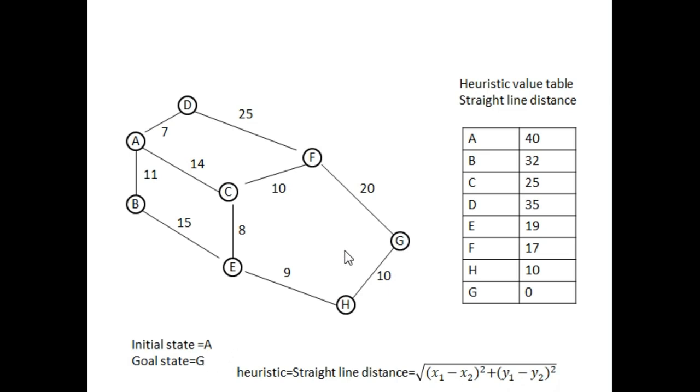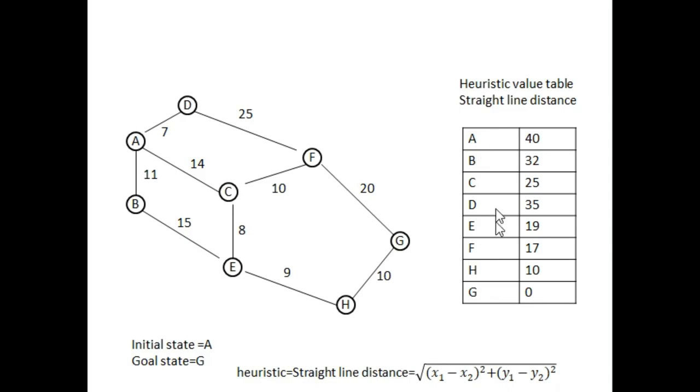The best first search is a type of informed search, so it will use heuristic values. Here is the table of heuristic values: the heuristic value of A is 40, the heuristic value of B is 32, and in the same way the heuristic value of H is 10 and the heuristic value of G is 0. So why is the heuristic value of G 0? Because G is our goal state.